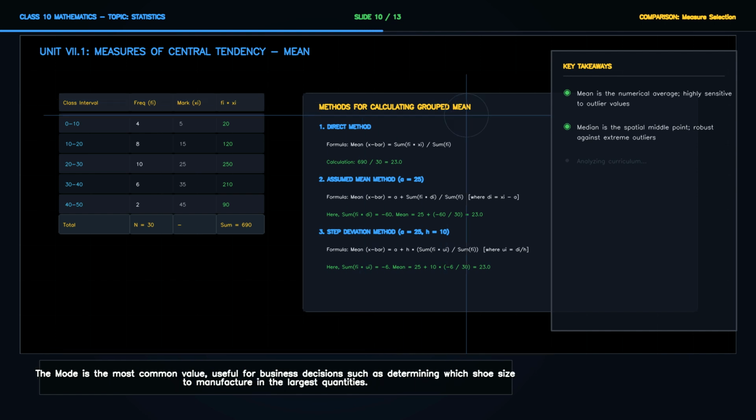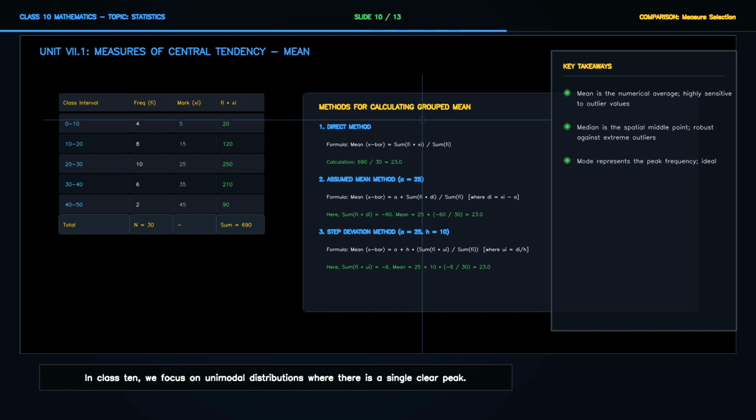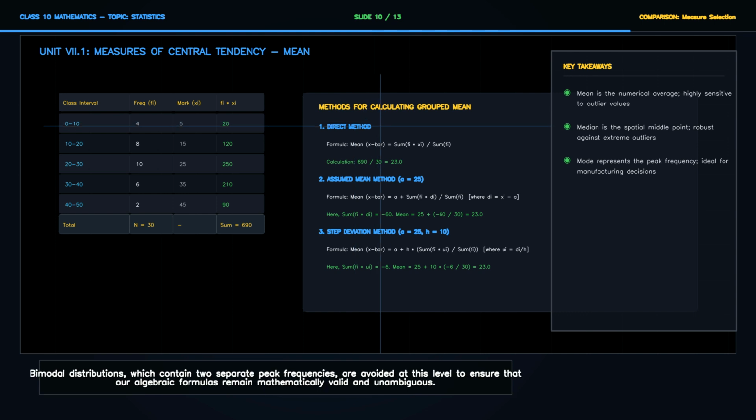The mode is the most common value, useful for business decisions such as determining which shoe size to manufacture in the largest quantities. In Class 10, we focus on unimodal distributions where there is a single clear peak. Bimodal distributions, which contain two separate peak frequencies, are avoided at this level to ensure that our algebraic formulas remain mathematically valid and unambiguous.